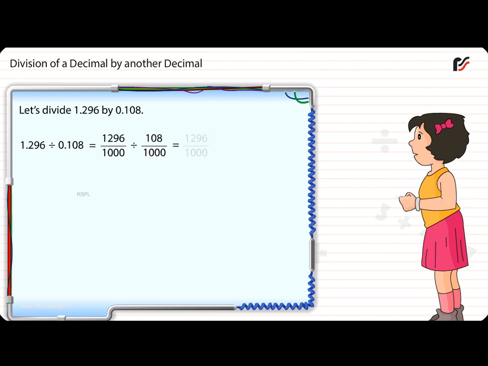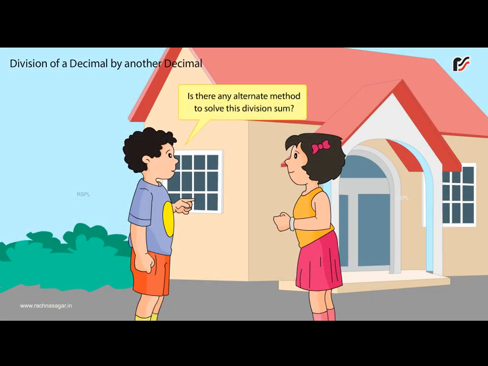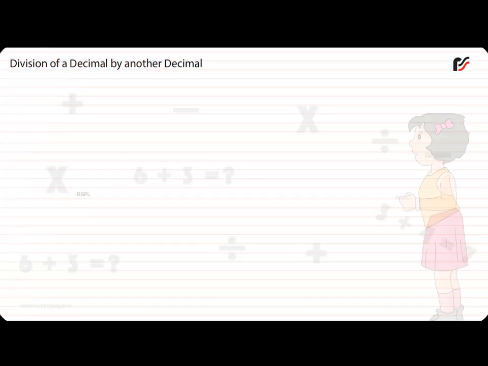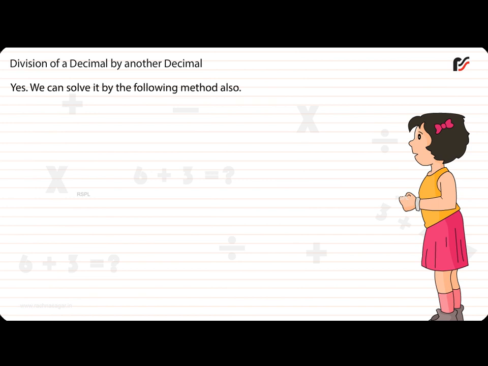1296 by 1000 divided by 108 by 1000 is equal to 1296 by 1000 multiplied by 1000 by 108 is equal to 12. Therefore, 1.296 divided by 0.108 is equal to 12. Is there any alternate method to solve this division sum? Yes, we can solve it by the following method also.